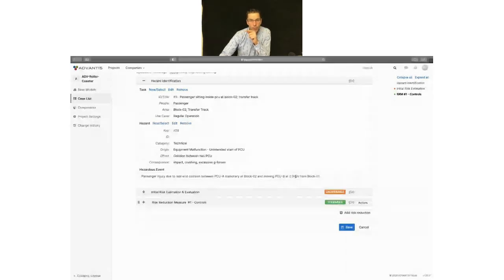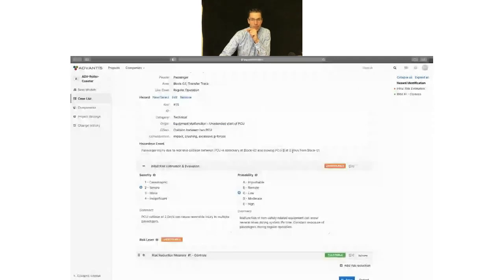I need to have that information. If I don't have the 2 meter per second information, I cannot do the initial risk estimation. Because if that number is 30 meters per second, I would not pick severe, I would pick catastrophic. That's why being specific in the right manner is ultimately important.